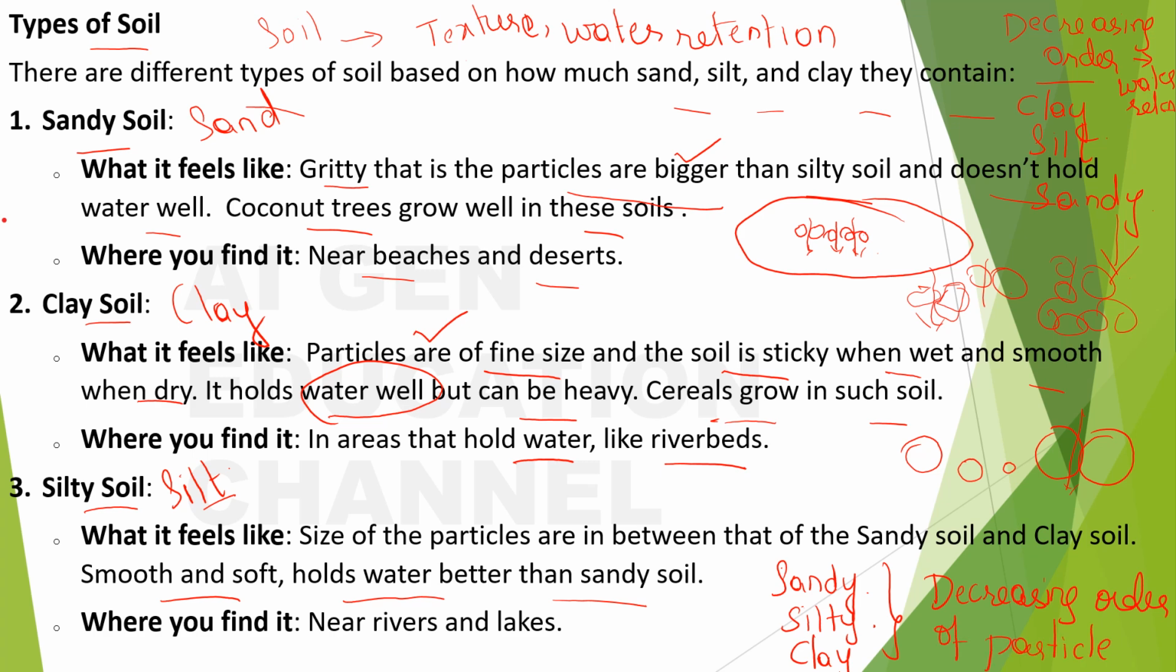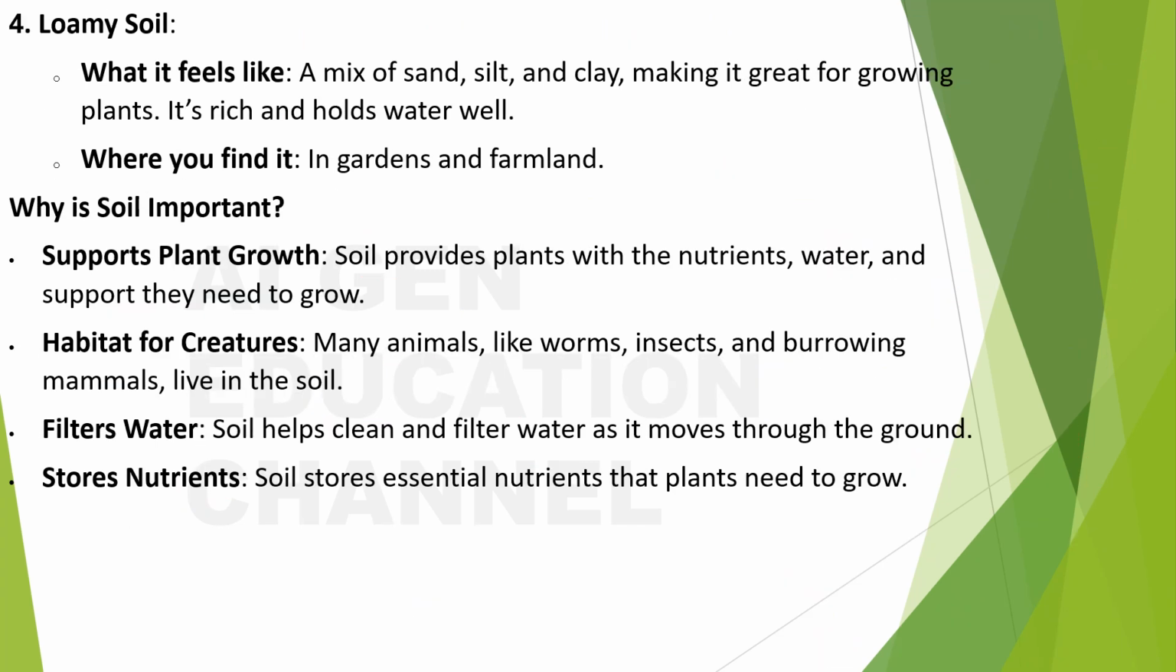Okay, now there is one more soil. What is it? Loamy soil. What it feels like? It's a mix of sand, silt and clay, making it great for growing plants. It's rich and holds water well. Where you find it? In the gardens and farmland. There will be some other soils too, like black soil, red soil. You will learn about them in higher classes, so you can know more about soils then.